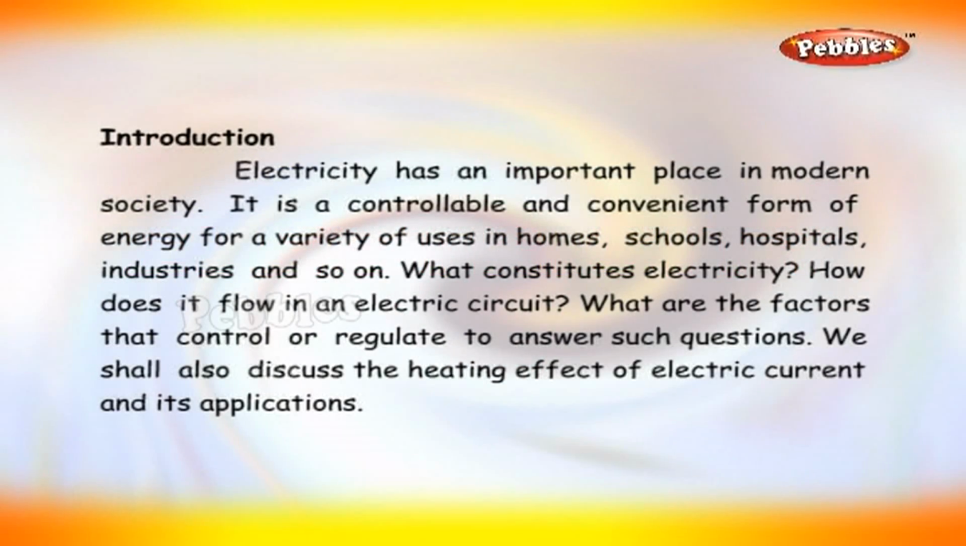Electricity. Introduction. Electricity has an important place in modern society. It is a controllable and convenient form of energy for a variety of uses in homes, schools, hospitals, industries, and so on. What constitutes electricity? How does it flow in an electric circuit? What are the factors that control or regulate it? To answer such questions, we shall also discuss the heating effect of electric current and its applications.